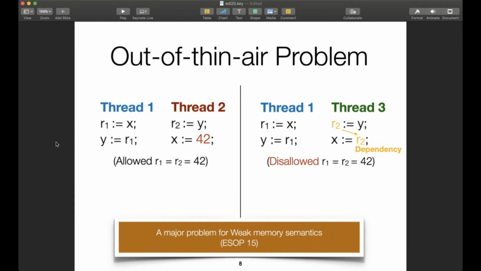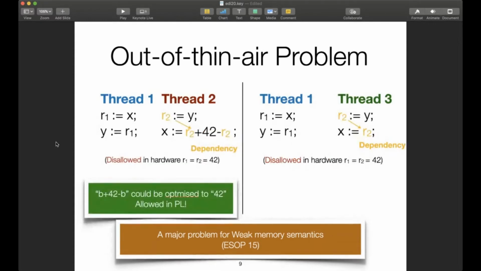The trouble is, compiler optimisations will optimize away apparent syntactic dependencies. So on the left-hand program in thread 2, I have a load into the register R2, and then I use the register in this expression that I store to X, but the compiler will spot that when I add R2 and then subtract R2 from 42, that's kind of pointless, and I can just have the value 42.